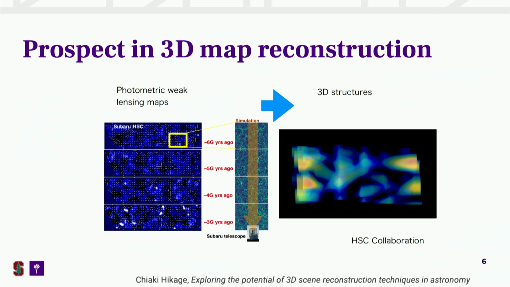So recently, there are also proposals to use this representation for a dark matter density map from the weak lensing data.